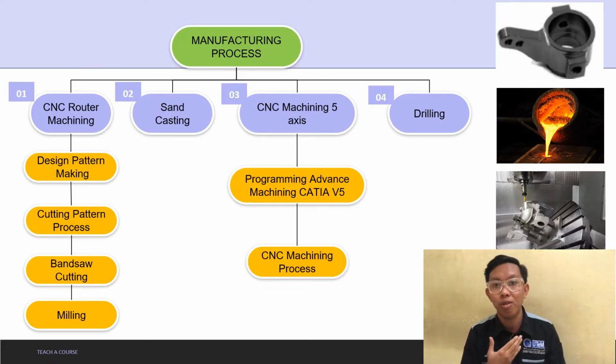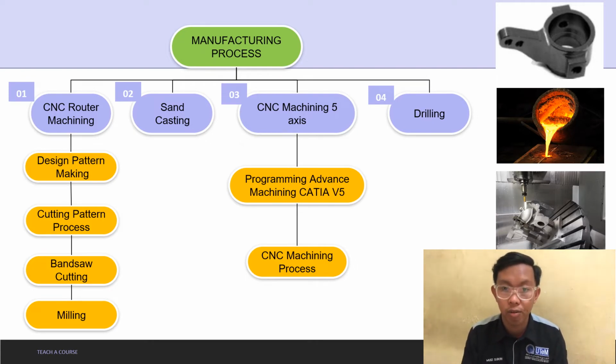Hi, my name is Abdul bin Muhammad Shukri. So I will explain in more detail the manufacturing process of the steering knuckle front C. The manufacturing process is divided into 4 parts: the CNC rotor machining, which I will explain in more detail, then the sand casting, which Sila will explain, then the CNC machining 5 axis, which I will explain, and then the drilling, which Ika Elena will explain.